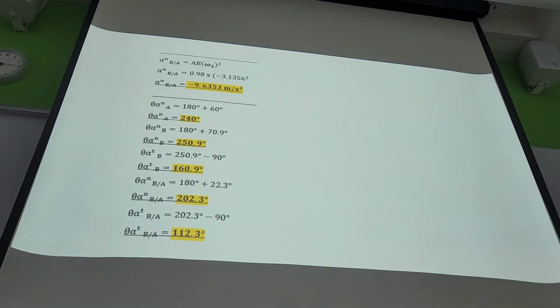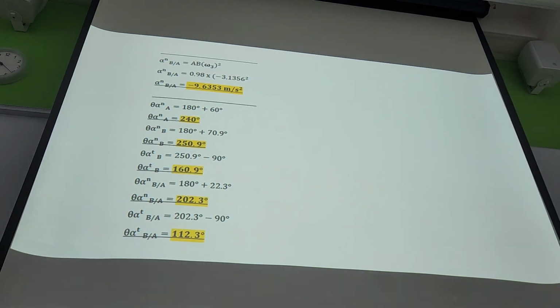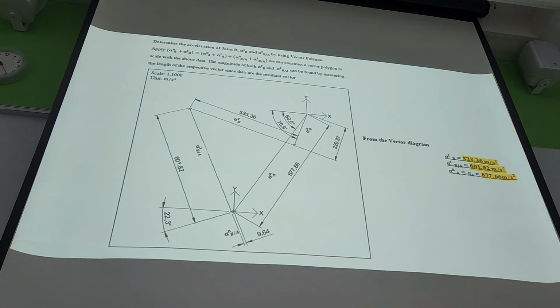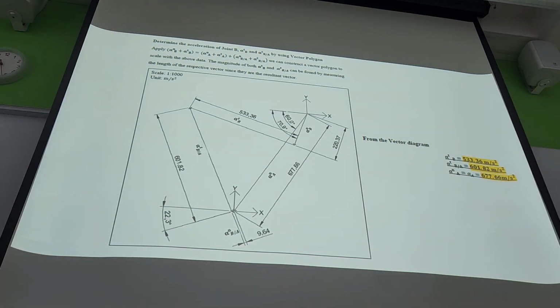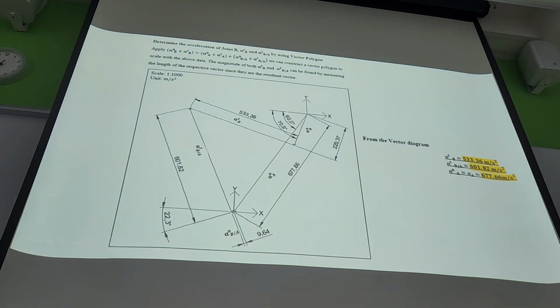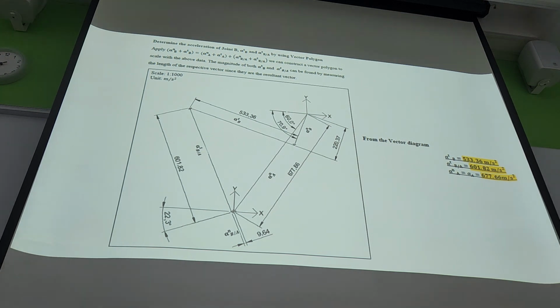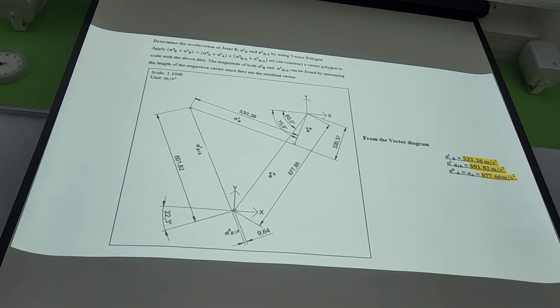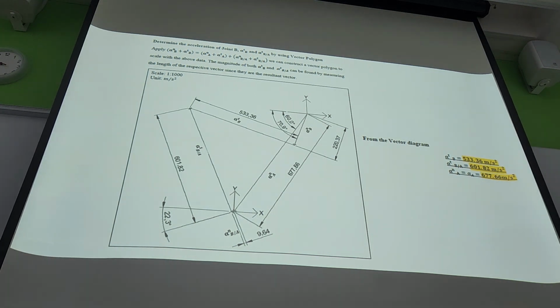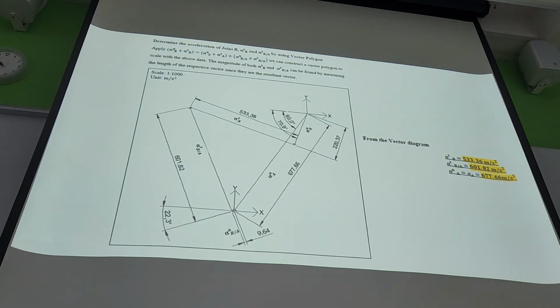So what is BA normal? BA normal is the negative of this. So BA normal is shown like this. From this point BA tangent is shown. So from here BA normal, then BA tangent. You only know the direction of BA tangent. So from this point you just draw this construction line for BA tangent.